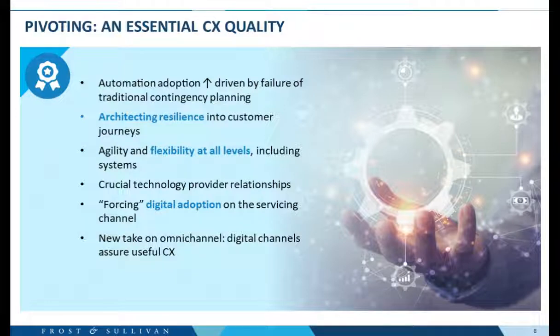It's a bit like the implied and quite honestly arrogant presumption that we could foresee every eventuality and write a contingency plan for everything has just gone out the window. So the ability to pivot, to deal with whatever happens is now an essential quality. And the sense I'm getting is that organizations will be architecting resilience into their customer journeys, focusing on agility and flexibility at all levels, including systems. And the relationships with technology providers are going to be crucial.